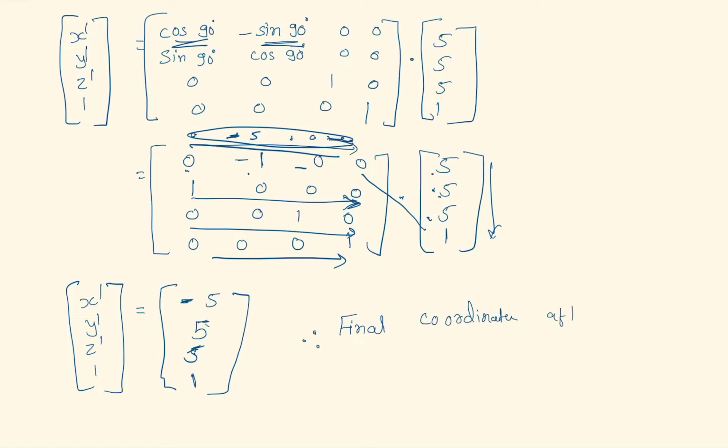So therefore the final coordinate after rotation is P dash is equal to (minus 5, 5, 5). This will be our final answer. This way we can solve an example of rotation.